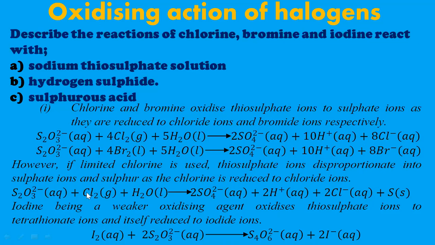However, if iodine is being used, it's a weak oxidizing agent. It will only oxidize the thiosulfate ions to tetrathionate ions. We call these tetrathionate ions, and the iodine itself is reduced to iodide ions. Is there any question at that point?